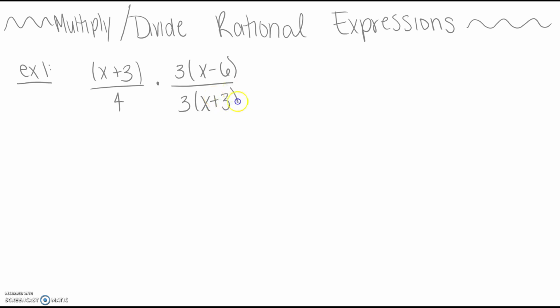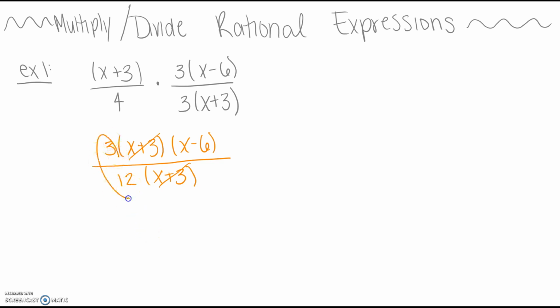So one thing you can do is you could just multiply them and write them over one numerator. So you'll have 3 times x plus 3 times x minus 6 all over 12 times x plus 3. And then just simplify from there. So we know x plus 3 will cancel with x plus 3, and 3 over 12 reduces. So our final answer will be x minus 6 over 4.